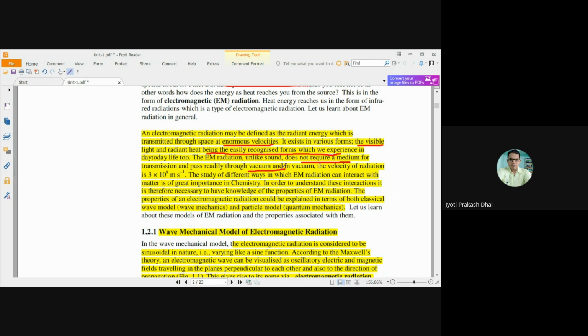vacuum. So for transmission of electromagnetic radiation, no medium is required, and in vacuum, the velocity of electromagnetic radiation is similar to the velocity of light, that is 3 × 10^8 meter per second.